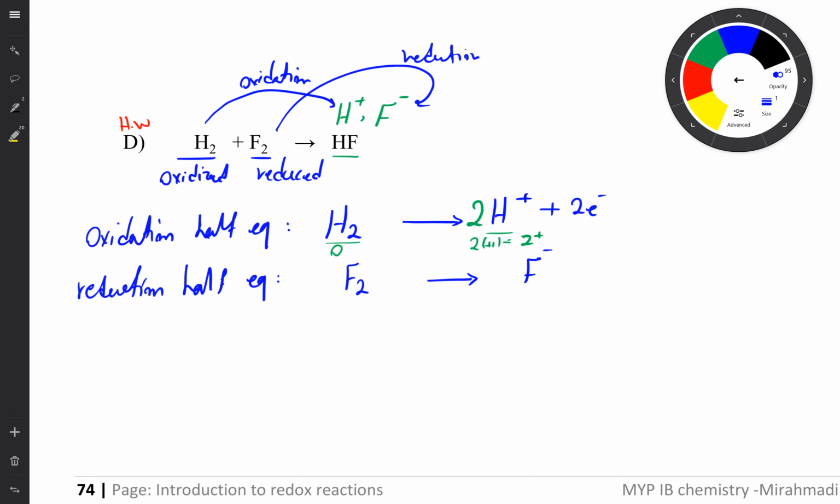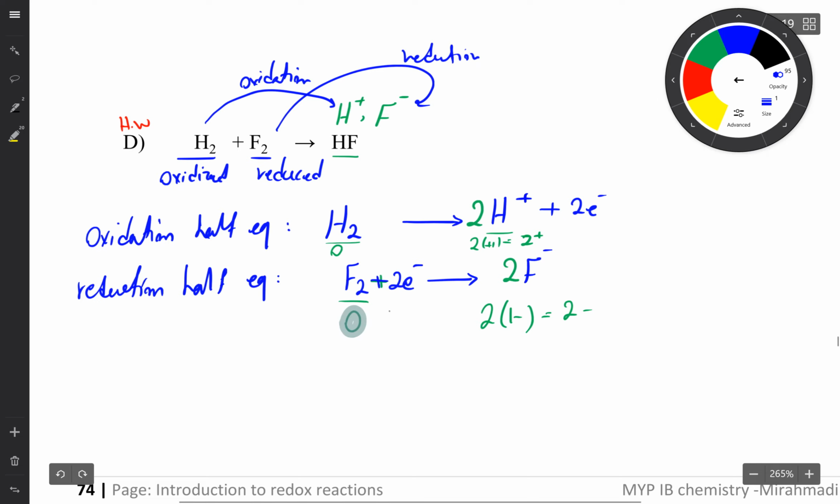Let's go to the reduction half equation. Again, I have 2 fluorine at the left but 1 at the right side, so I need to put 2 as a coefficient here. Now we have the same number of atoms at the left and the right side. Charge at the left side is 0 and the right side is 2 times 1 minus, so the total charge at the right side is 2 minus, and I need to add 2 electrons to the left side to make the charge equal.